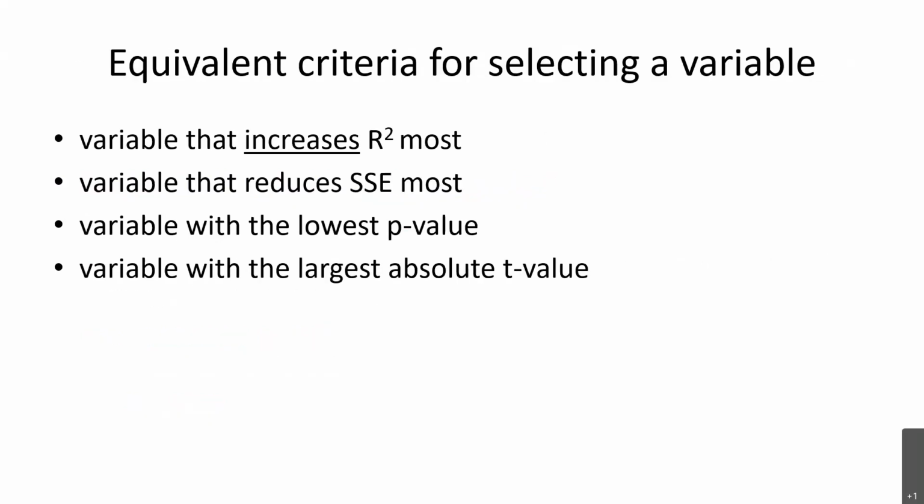So I just alluded to this. There are several equivalent criteria. If I choose the variable that leads to the model with the most significant variables, or the variable with the lowest p-value, that is the same thing as saying I'm choosing the model that increases R-squared most, or the variable that reduces the sum of squares errors most, or the variable with the largest absolute t-value, right? Because large t-values are small p-values. So all of these things are completely equivalent.